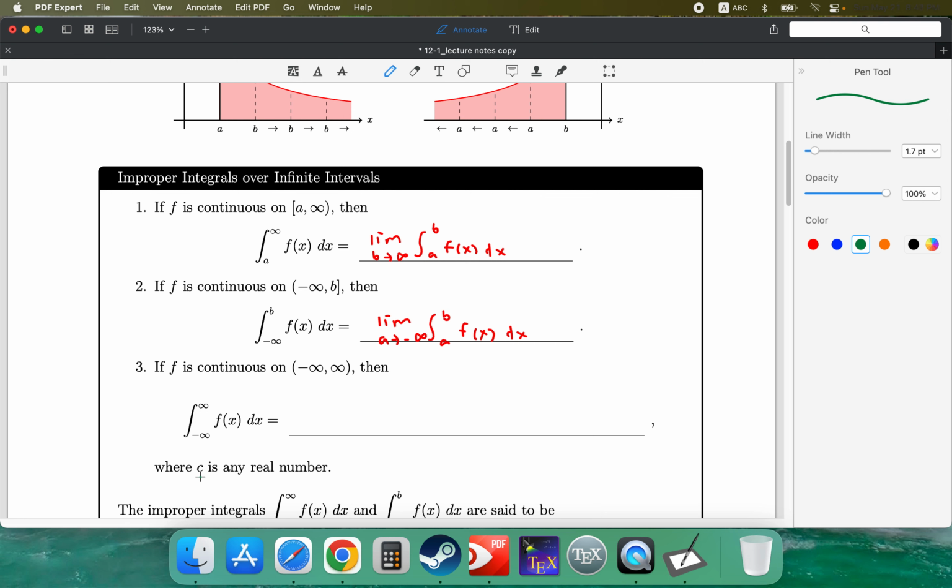Right here, let's choose c. C is any number you like. You can choose 2, you can choose 7, you can choose pi. It doesn't matter which number you pick.